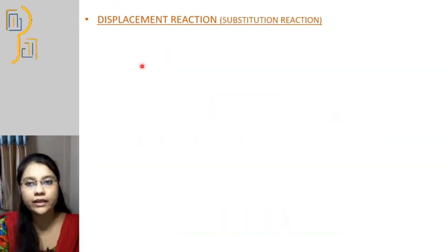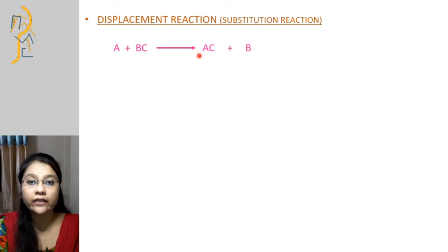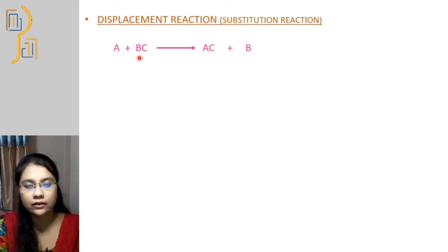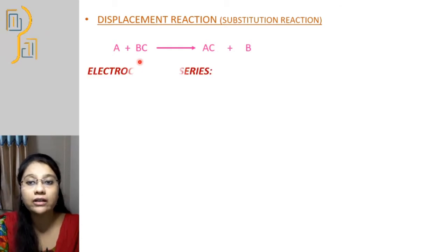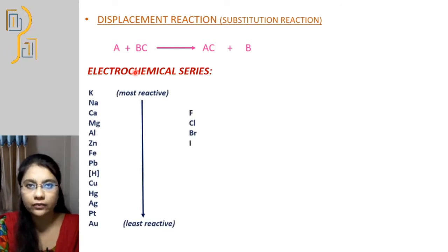The third type is displacement reaction or substitution reaction, which is represented by A plus BC gives AC plus B. You can see how A is replacing B from the compound BC. This happens based on the position of elements in the electrochemical series, which is a series in which the elements are arranged in terms of their reactivity. The most reactive elements are at the top and the least reactive elements are at the bottom.